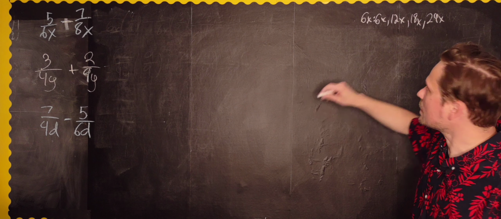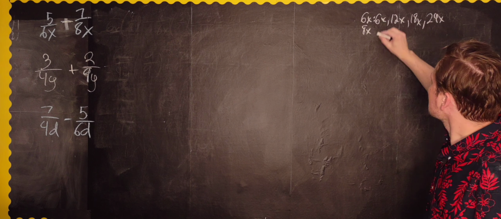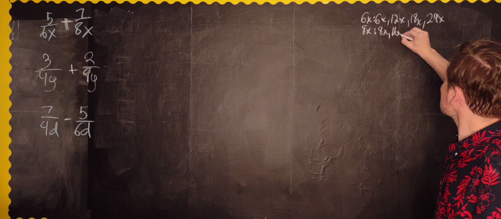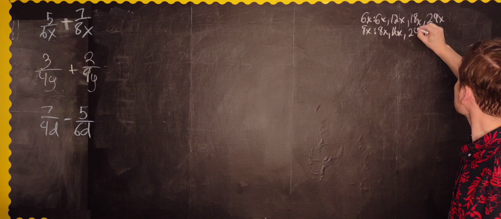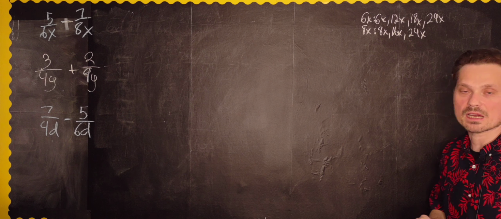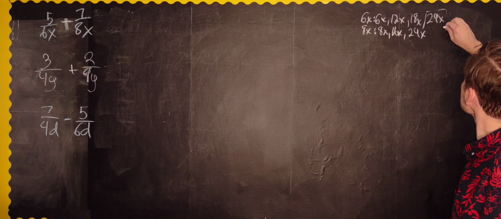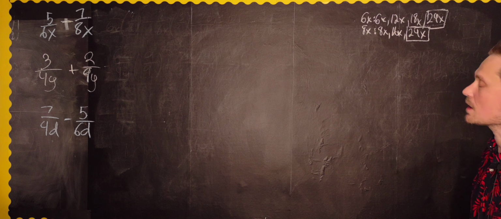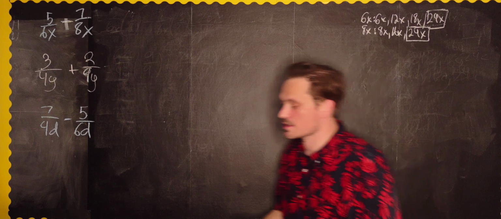All right, next one, you have 8x. Write out the multiples. So 8x times 1 is 8x, 8x times 2 is 16x, 8x times 3 is 24x. And stop. Now you have what you need. This is 24 right here, and this is 24 right here. So 24x is our LCM for the first one.